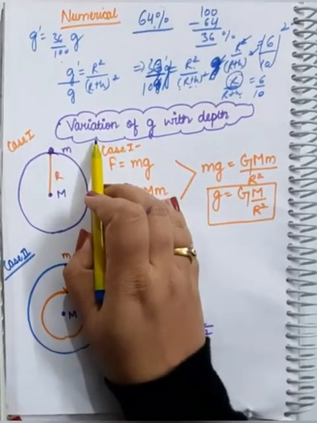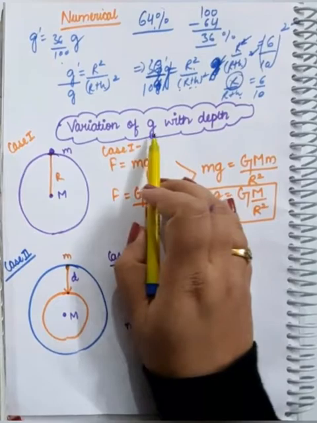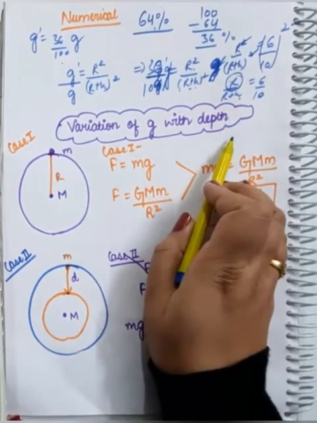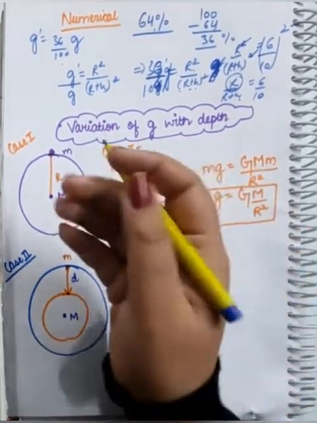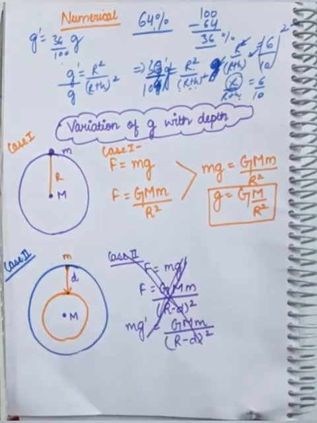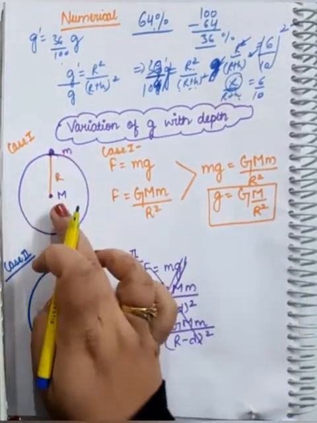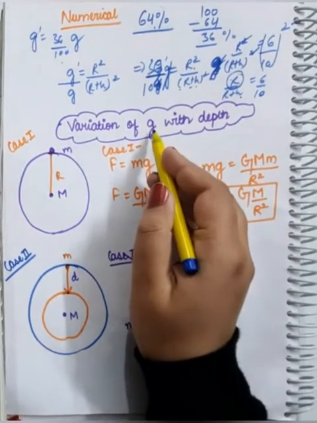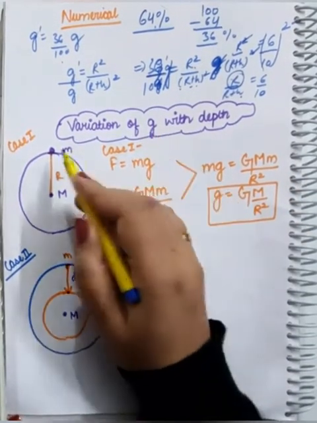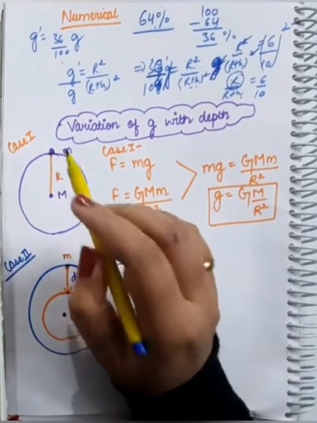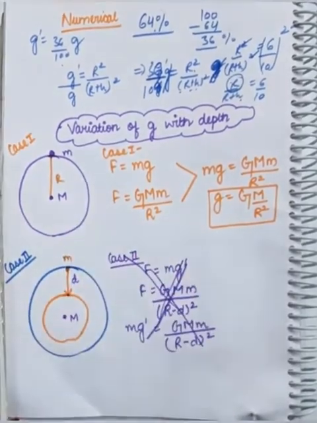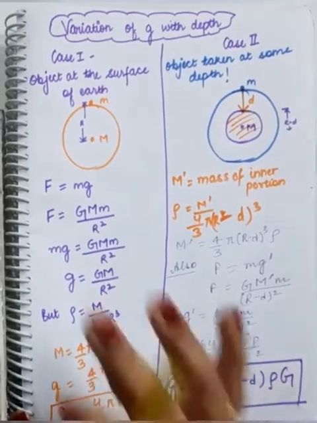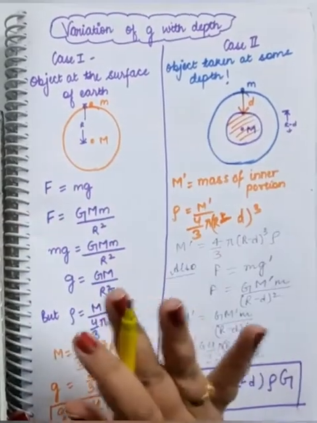Now the topic that we are going to study is variation of g with depth. Now we are bringing the object from the surface of the Earth to a certain depth, and we have to check how the acceleration due to gravity is going to change when we bring an object down to a certain depth. Let's have a look here. We'll discuss two cases here.